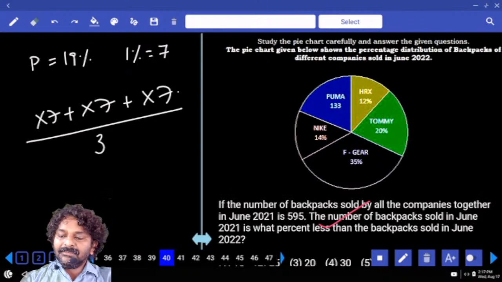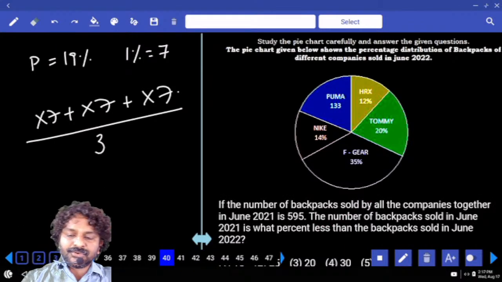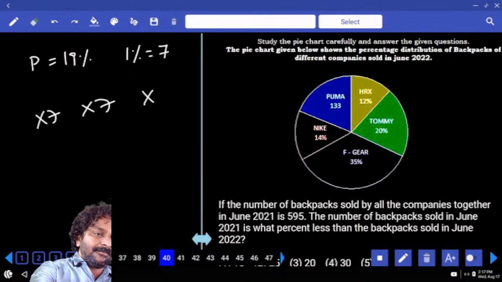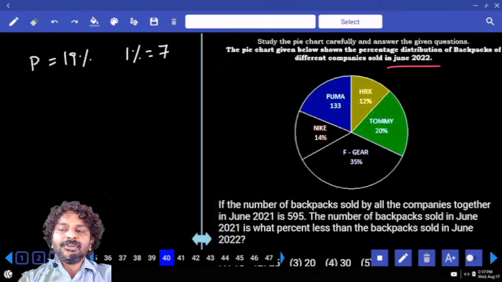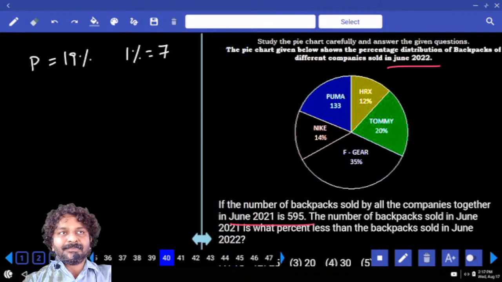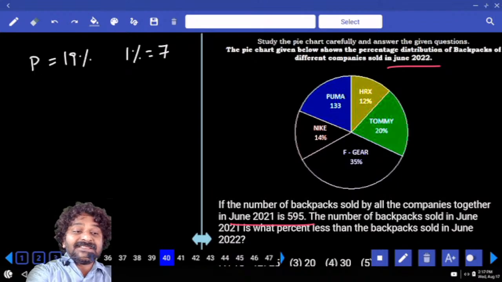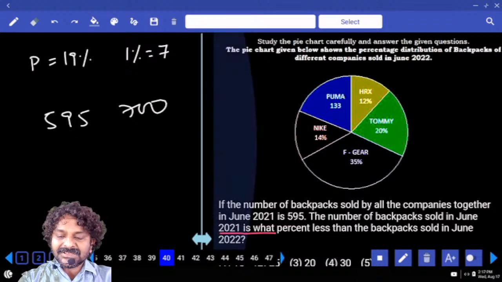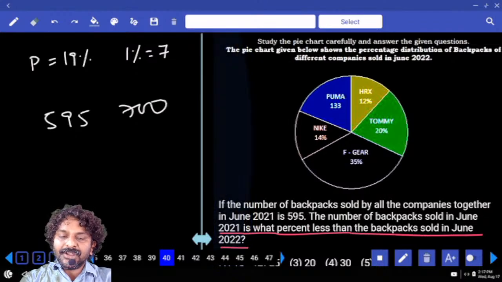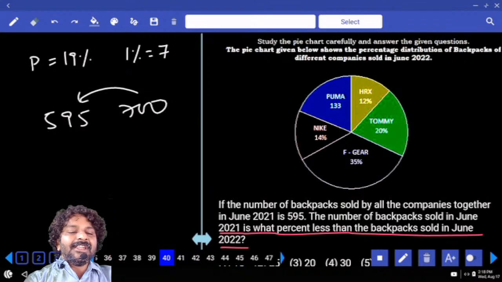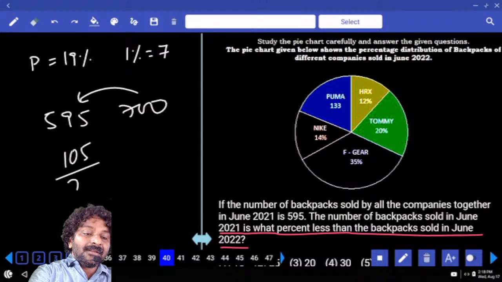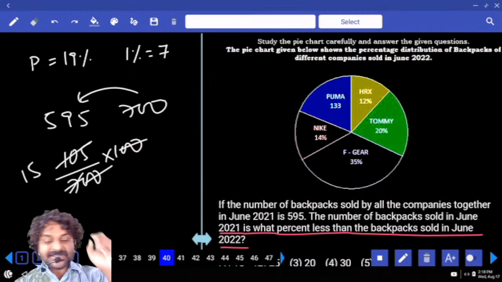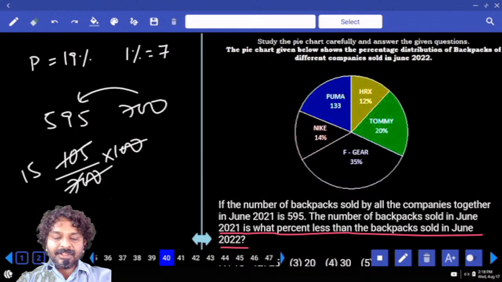Next, the number of backpacks sold by all the companies together in June 2021 is 595. So the given data is for which month? June 2022. But June 2021, the previous year, it was 595. And the present year it is, come on, 700. The number of backpacks sold in June 2021 is what percent less than backpacks sold in June 2022? What percentage less? 595 is how much less upon 700? In percentage, 2 zeros cancel, 7, 15 times only. So what percent less is it? Come on, 15%.